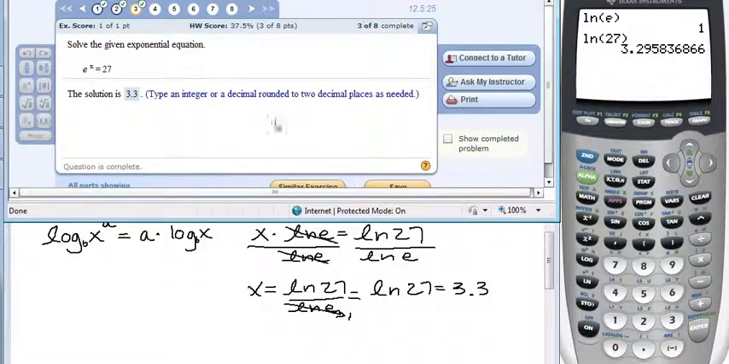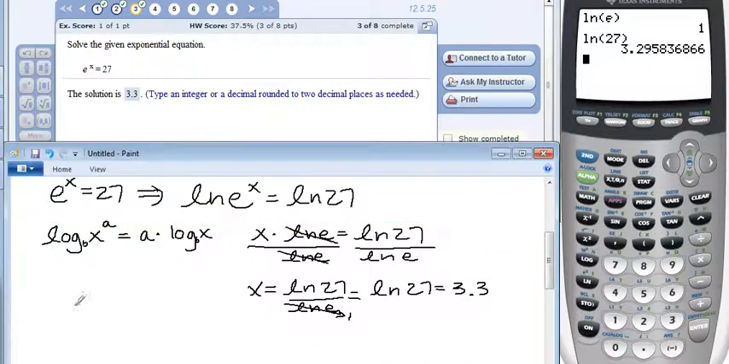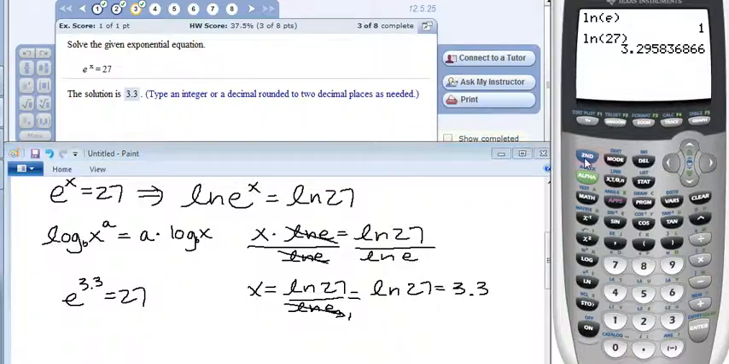Now, how do I check to see if this is correct in a test situation? Well, you check it, right? You're going to do e to the 3.3, which should be close to 27. Now, this is not accurate. This is a very rounded answer, so it's going to be close to 27. You're not going to hit 27 on the nose there. So if I raise e to the 3.3 power, I have to get something close to 27, and I do.